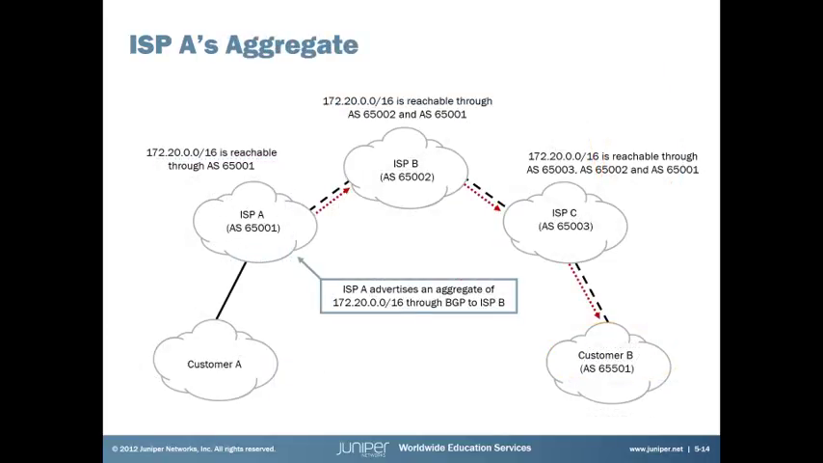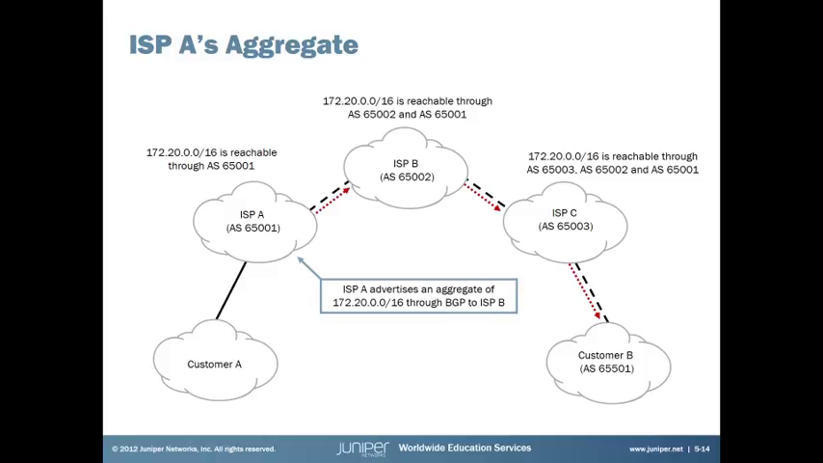Okay, let's go through this process. ISP A will advertise the aggregate of 172.20.0.0/16 through BGP to ISP B. So it advertises it out. What it does when it advertises it out is it adds its autonomous system number to the route advertisement.